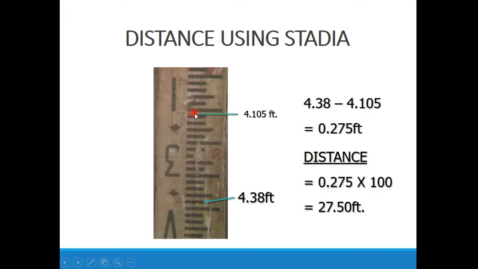So our reading there is supposed to be 0.005. That is because it's halfway between the 0.01 and 0.1. So it's 0.005. Now, if we take the whole reading at this point, then we are going to have 4, that is 4 feet, and 0.105. So this is 4.105 feet.